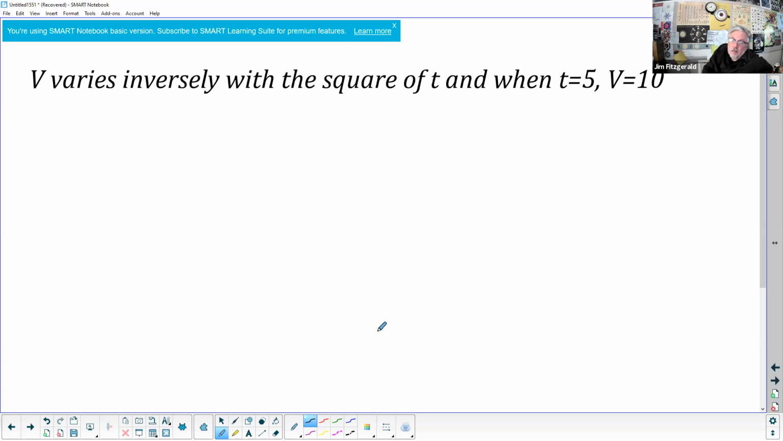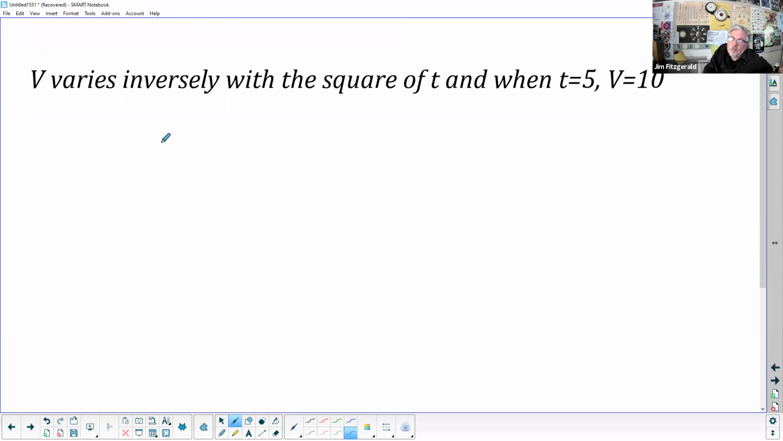Okay, and then the last example we'll look at here is another inverse variation. What we want to do is just write this equation. What's this equation? Here, instead of x and y, they're using v and t. So v varies inversely with the square of t. So we're talking t squared. So v equals k over t squared.